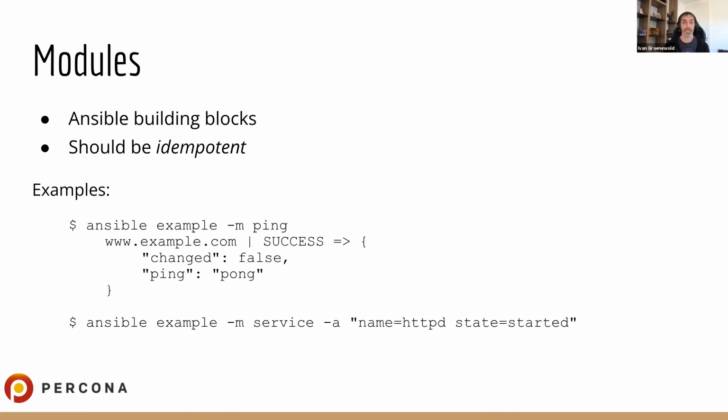And a key concept is that they are designed to be idempotent, which means if you run a module multiple times, you should always get to the same end state, no matter what was the initial state, okay? There are many modules available for different tasks, so each time that you need to do something, check if there's already a module available for that, rather than writing your own code, okay?